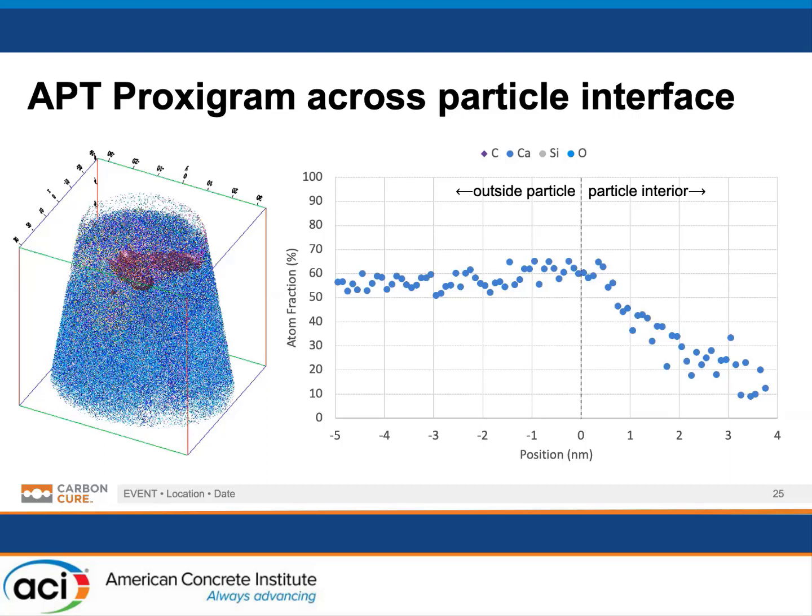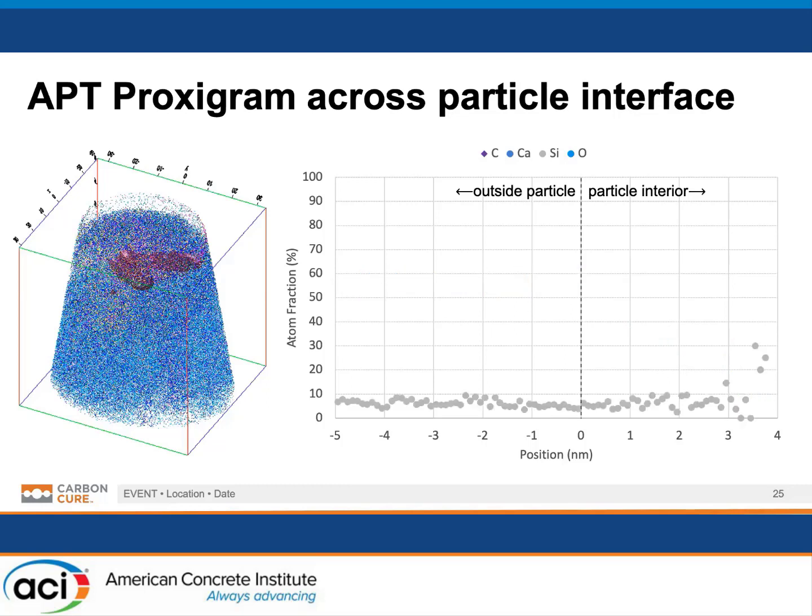On the other hand, if you look at the calcium, it's dropping as you go into the calcium carbonate particle, or it's more dilute. The silicon doesn't really do much itself. It's present at a small level outside the particle. It's present at about the same level inside the particle. So that would imply there's an intermixed character of the calcium carbonate and the silicates.